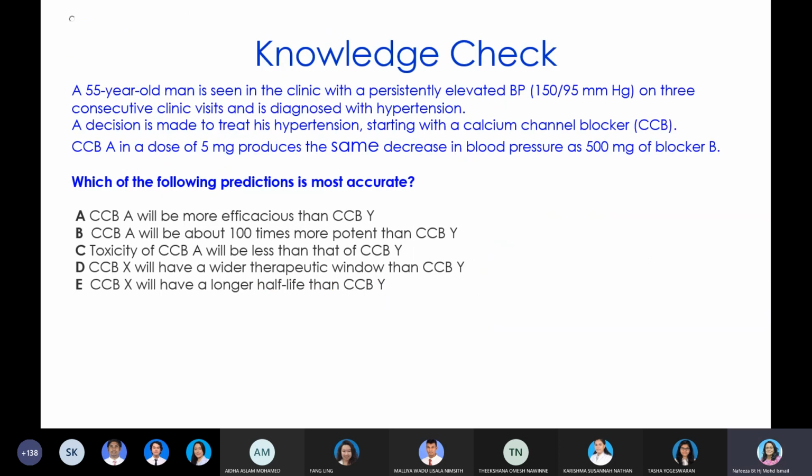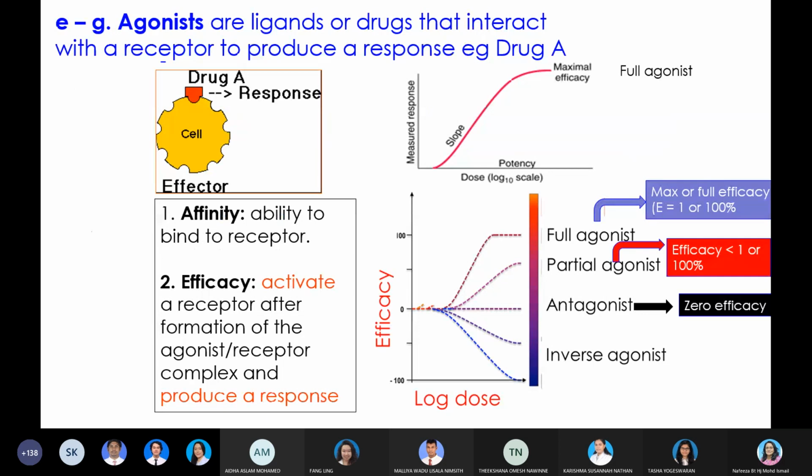So, knowledge check for you guys. A 55-year-old man is seen in the clinic with a persistently elevated blood pressure, and he's diagnosed with hypertension. Now, before I do that, do you know what potency is? Do you know what is meant by potency? Its effectiveness? No, efficacy is effectiveness. The capacity. The dose of the drug.